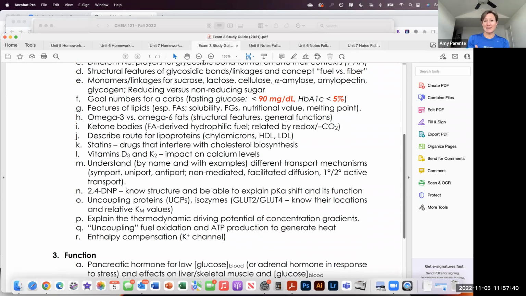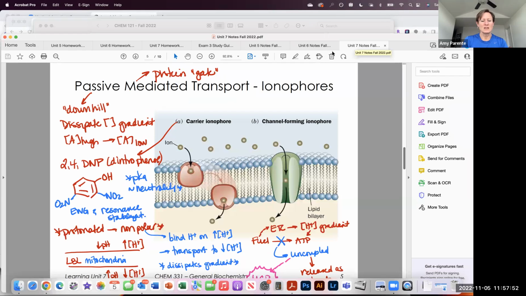We went through then examples of where we saw these. So one example we went through was that diet pill 2,4-dinitrophenol. Be able to know the structure of it, explain why it's able to pKa shift. And then we talked about what its function was. So that was this slide.